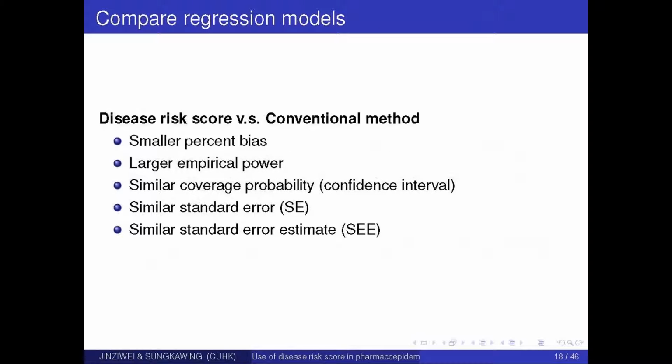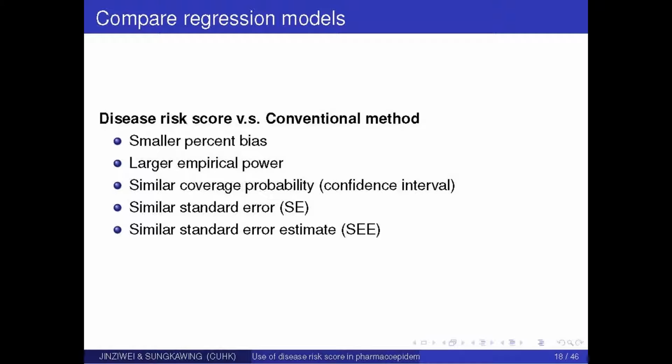To evaluate the two methods, we compared the percent bias, empirical power and coverage probabilities, the proportion of 95% confidence intervals that included the true regression coefficient. We also compared the standard error, SE, of the estimated regression coefficient for the exposure to the standard error estimate, SEE, which is the standard deviation of the estimated regression coefficients from the simulated samples. The mean SE should approximate the SEE. We get the result that the mean SEs approximated the SEEs well.